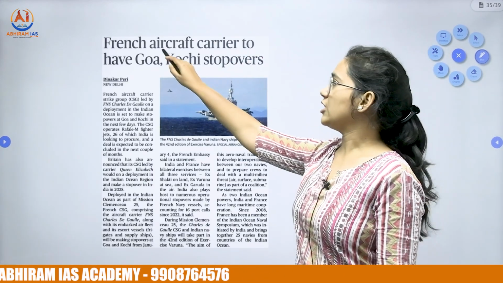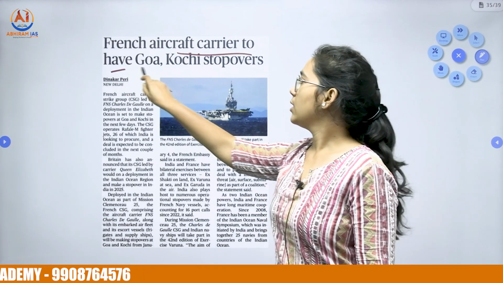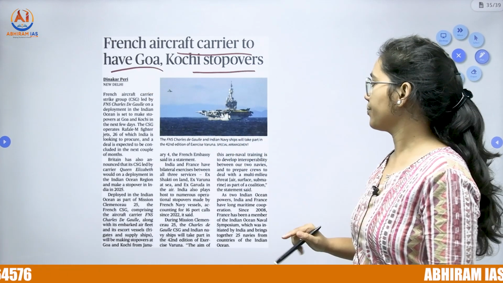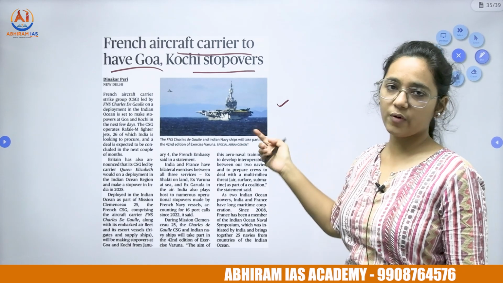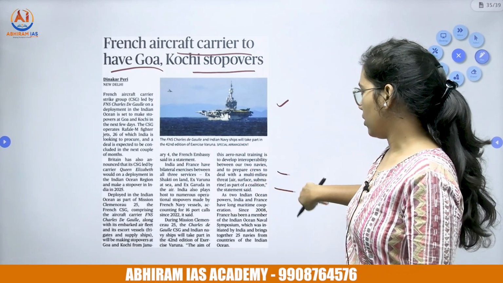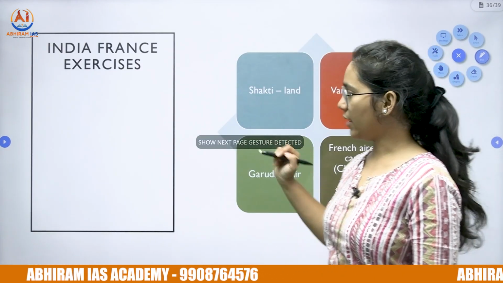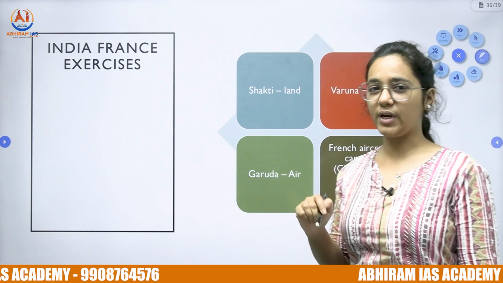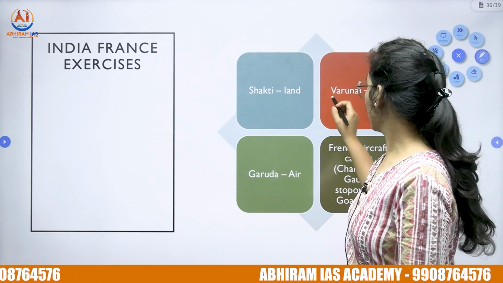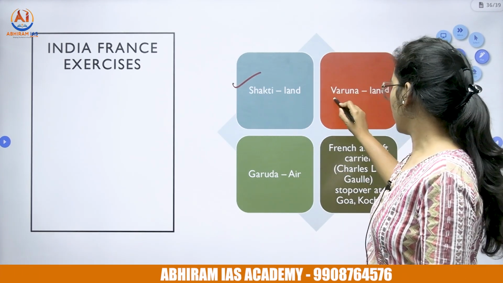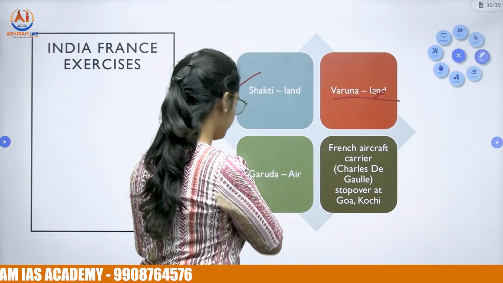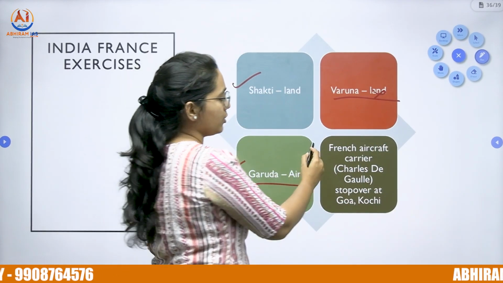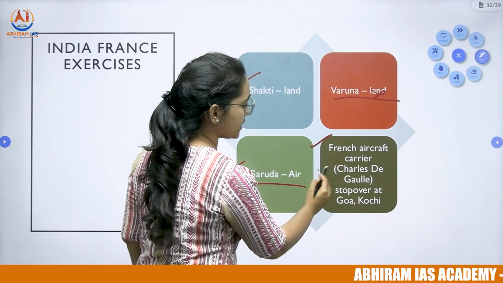Next, French aircraft carrier has Goa and Kochi stopovers. This is the French aircraft carrier. It has a stopover at Goa and Kochi. In this article, they have discussed the exercises between India and France. What are they? Shakti, on land. Varuna is on water, not land. And then we have Garuda. Garuda is air. The French aircraft carrier is Charles de Gaulle.